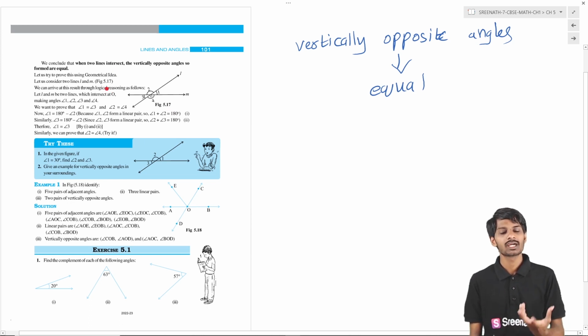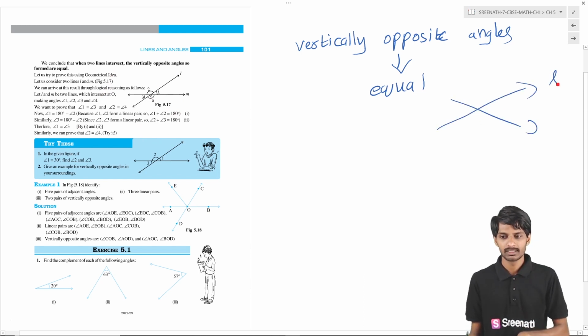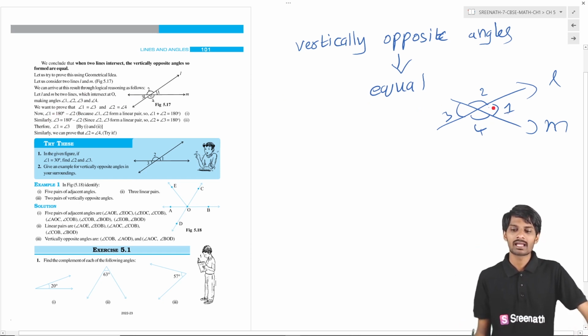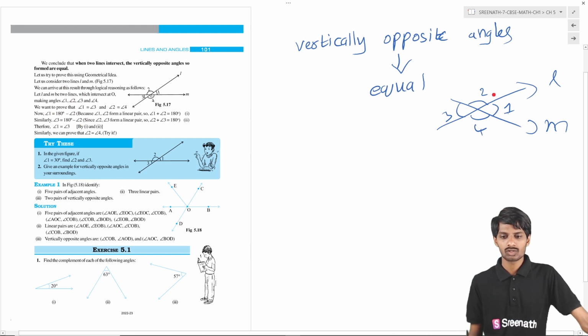Now we can prove it geometrically. Take two lines L and M. Suppose this is line L, this is line M, and these are angle 1, angle 2, angle 3, angle 4. Now we'll do it geometrically, students. What is our aim? We have to prove angle 1 equal to angle 3 and angle 2 equal to angle 4.